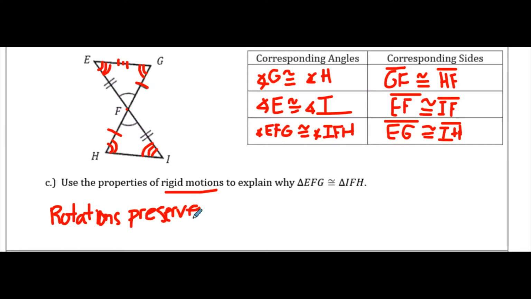Okay, I can't go any faster. This is going to be like 5 minutes of me writing 3 words. So because rotations preserve distance and angle measure, that makes those triangles congruent. Think about it, the length of the sides are the same, the angles are the same. That means the triangles are congruent. There we go.